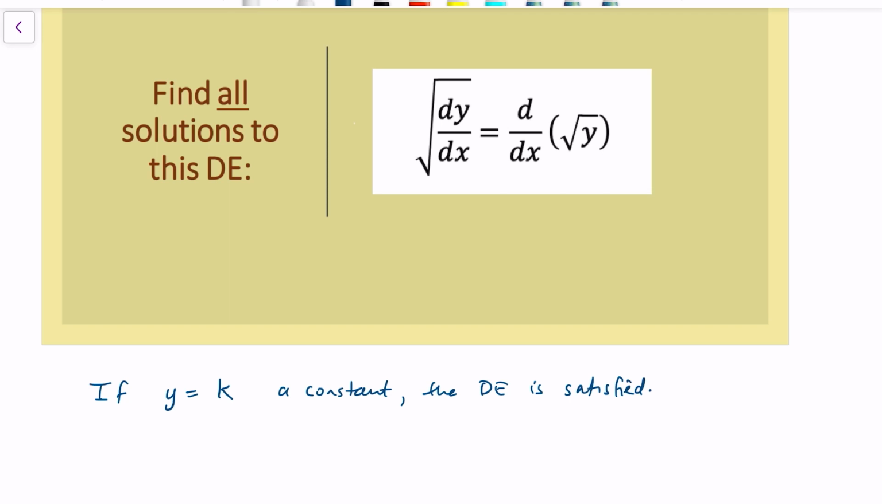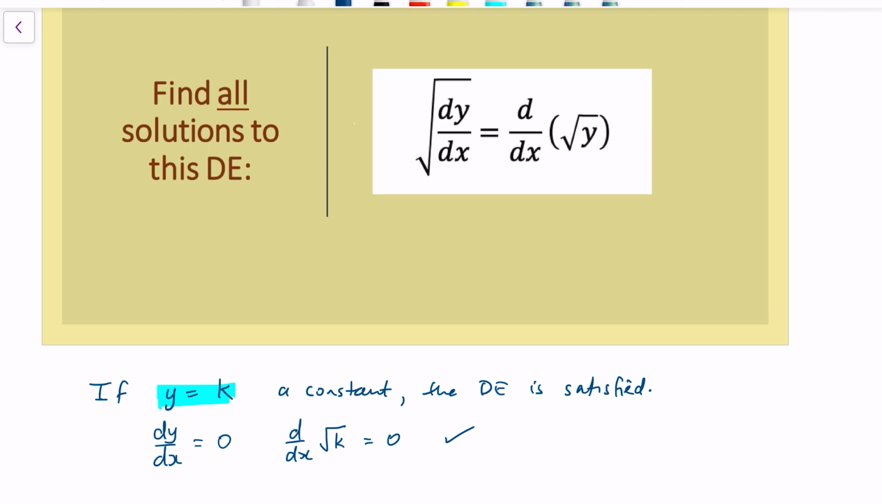I've looked at the problem and I've got the square root of the derivative of a constant, dy/dx. Well, if y is k, dy/dx is equal to 0. And then the right hand side, the derivative with respect to x of the square root of that constant, that's also going to be 0. Okay, so it works, and therefore y equals k is our first potential solution, just a constant.